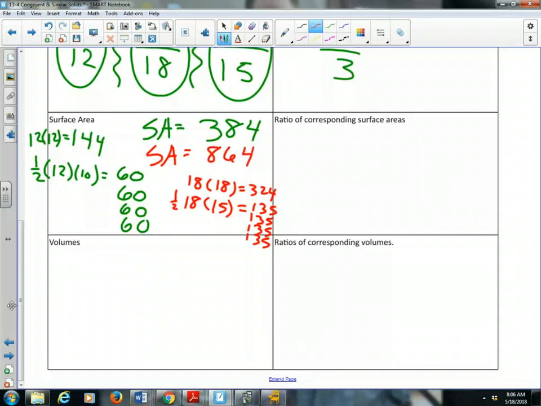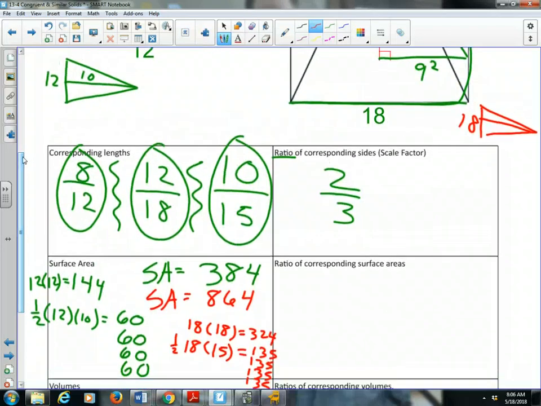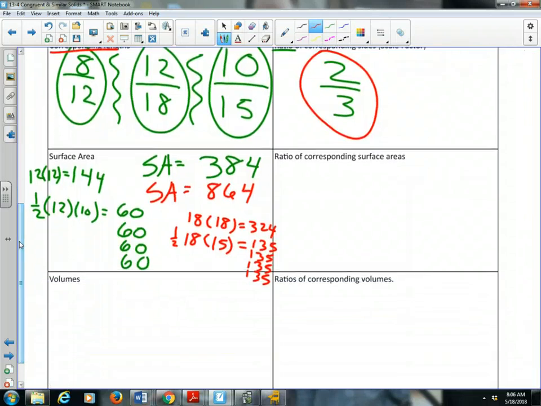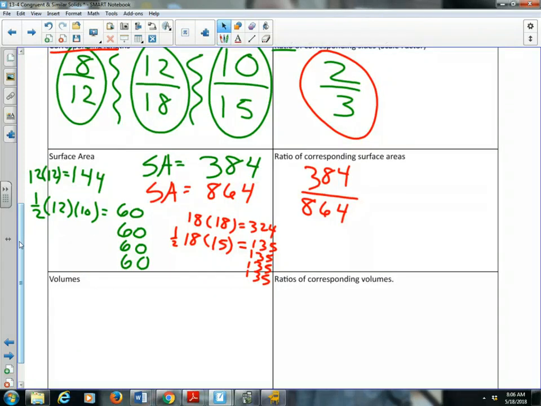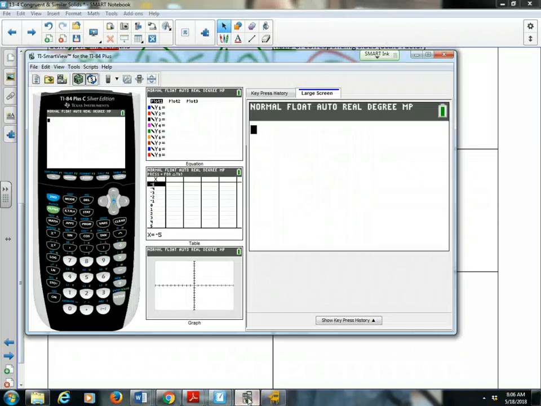864. So what is the ratio of the corresponding surface areas? If the ratio of the corresponding side lengths is 2/3, do you think that the ratio of the corresponding surface areas would also be 2/3? Well, let's find out. If we take 384 and divide it by 864, and then we reduce this, let's see if we get 2/3.